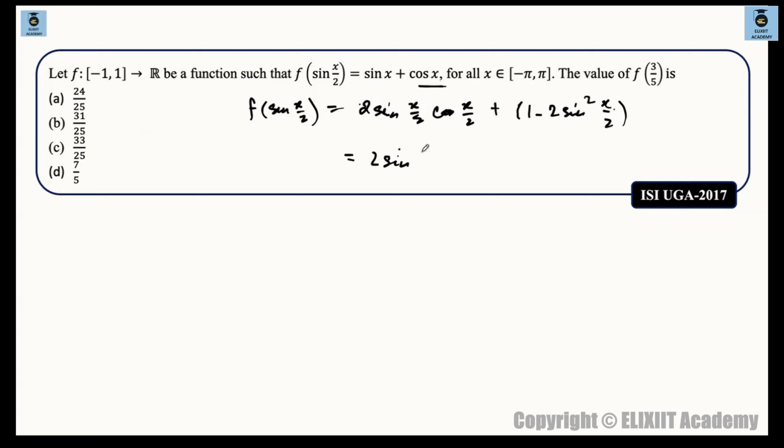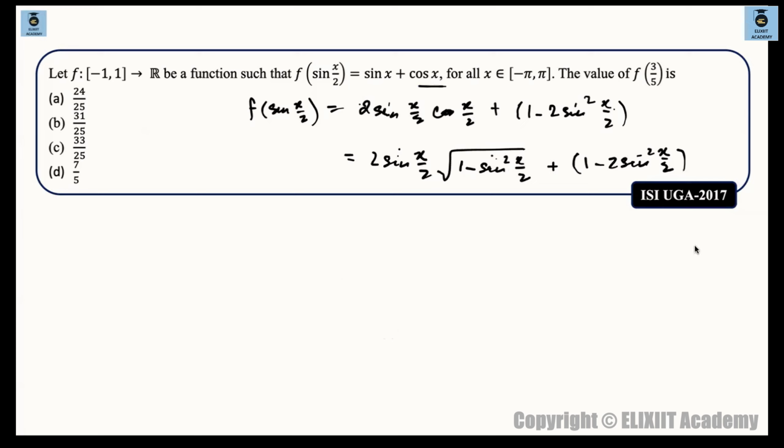One more step I'm writing. We can write this cos x by 2 as root over of 1 minus sin square x by 2 and plus 1 minus 2 sin square x by 2. This becomes a function of sin of x by 2 only.